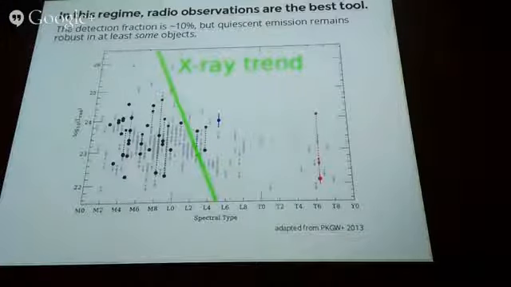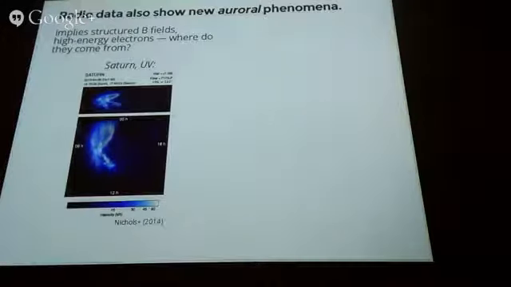So it's still not easy peasy, but this is something that we can do in the radio that is really hard to do using any other method. Another interesting thing is that the data are showing auroral phenomena. This is getting back to Sanders' observation.